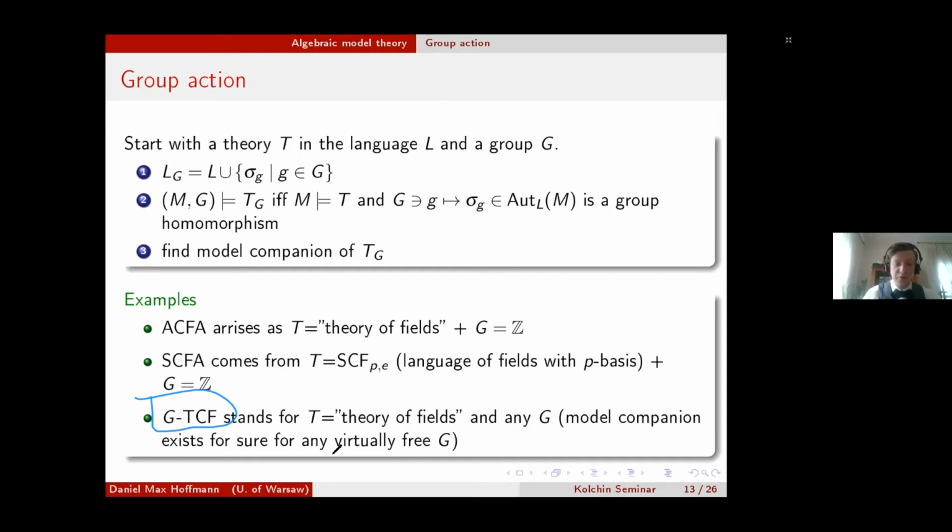A virtually free group is a notion which at the same time generalizes finite groups and free groups. So virtually free means you have a finite quotient and then you have a free group. So it's free after finite quotient, or the other way: there is a free subgroup such that the quotient over it is finite, one or the other.